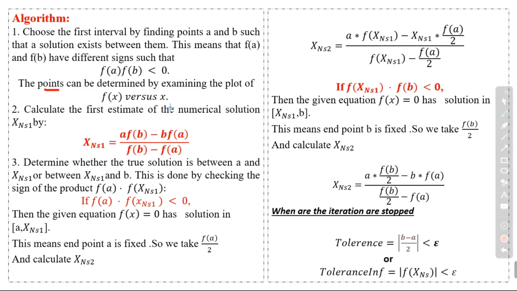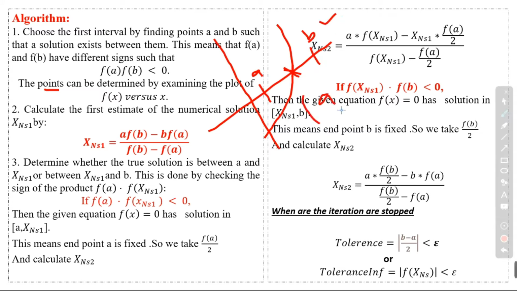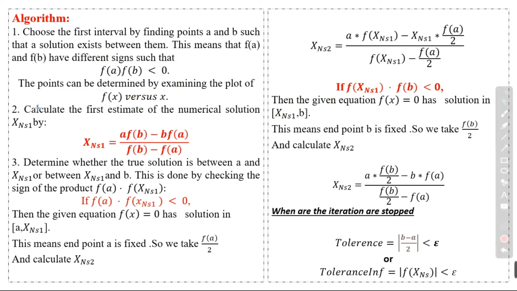So how do we take our interval? First we plot the function, and the function intersects the x-axis at this point. We take two points in the neighborhood of this solution, and that is A and B. So this will be our interval A and B, and the values of the function at the endpoints of the interval will be opposite, and the product of these will be less than zero. Number two, calculate the first estimate of the numerical solution by using this formula.